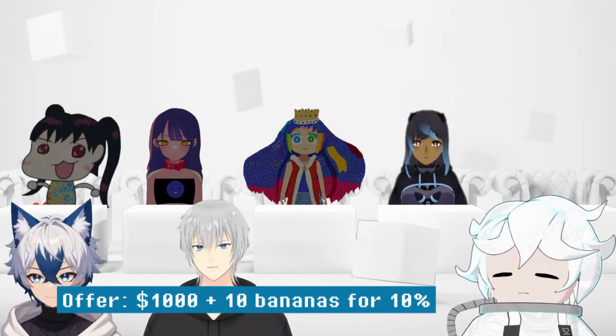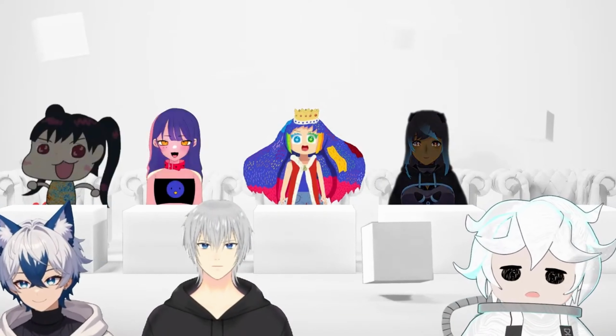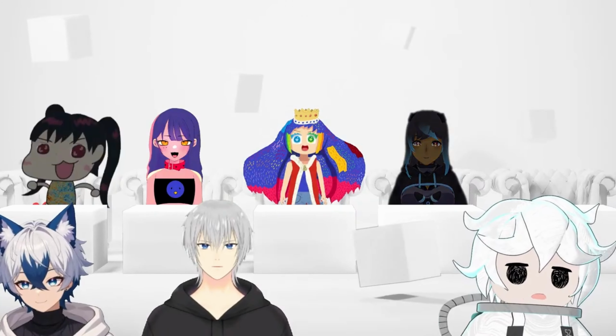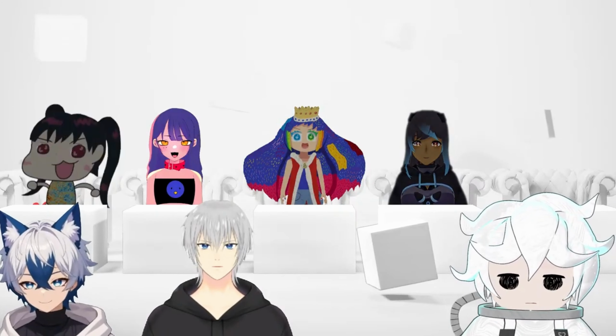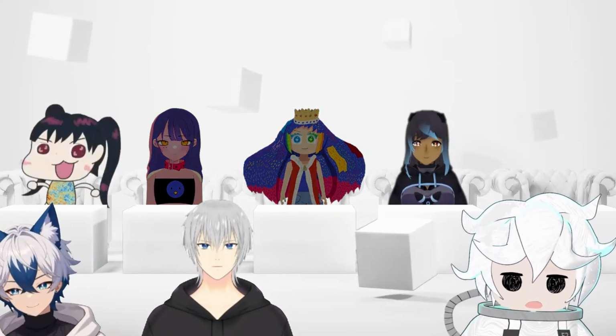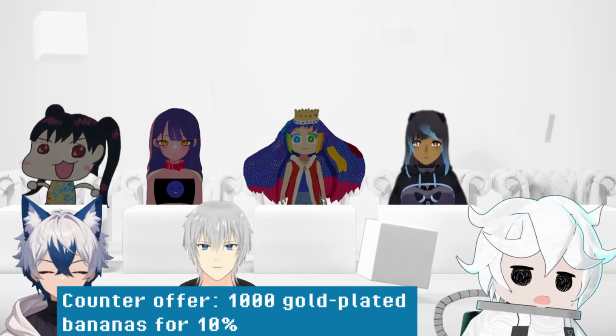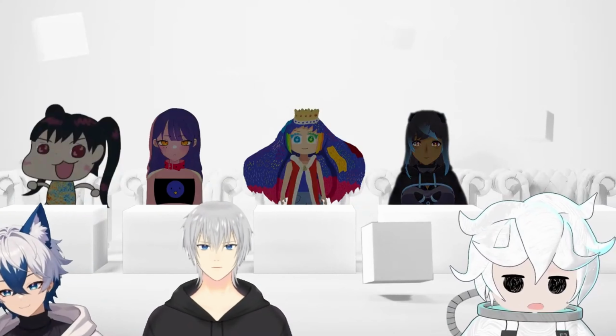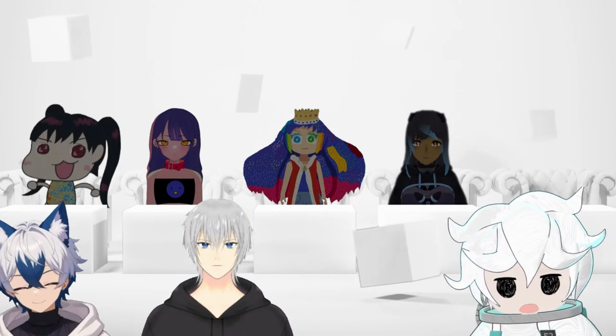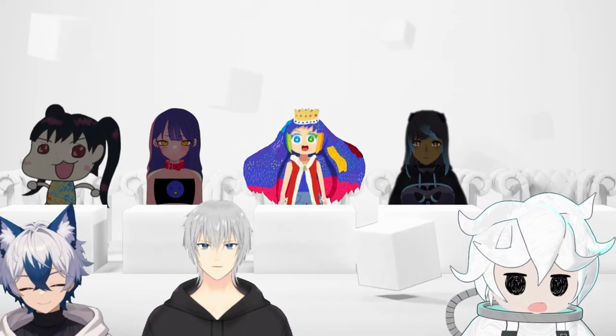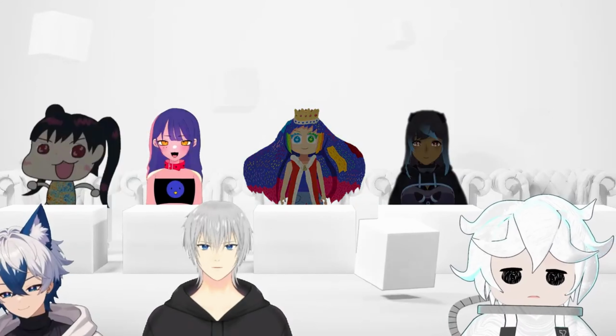I like the 1,000 bananas idea. Okay, 1,000 bananas, but they're plated in 24 karat gold. Oh, now we are talking. Wow. Since we are already in the territory of golden banana, can we go for like golden apples? Golden apple. Whoa. Let's see.